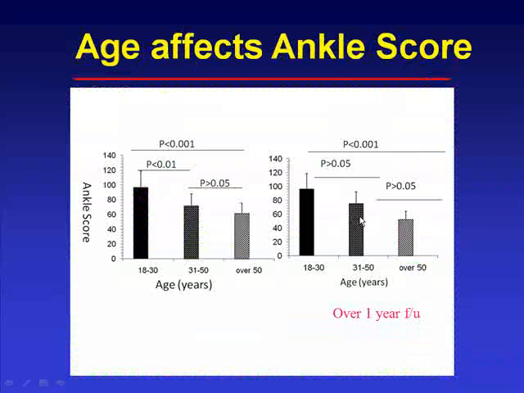And this slide shows the age effect on ankle score. We divided patient age into 3 age groups. We found that younger patients have better ankle scores, whereas patients over 50 years old had poor results. A similar result was observed in patients over 1 year's follow-up.